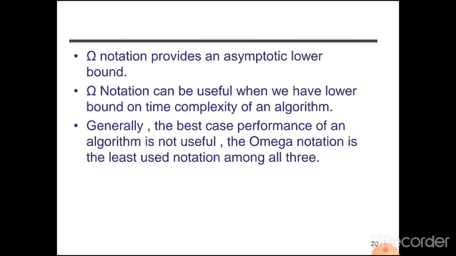Omega notation provides an asymptotic lower bound, and it can be useful when we have a lower bound on the time complexity of an algorithm. Generally, the best case performance of an algorithm is not useful. So omega notation is the least used notation among all three.